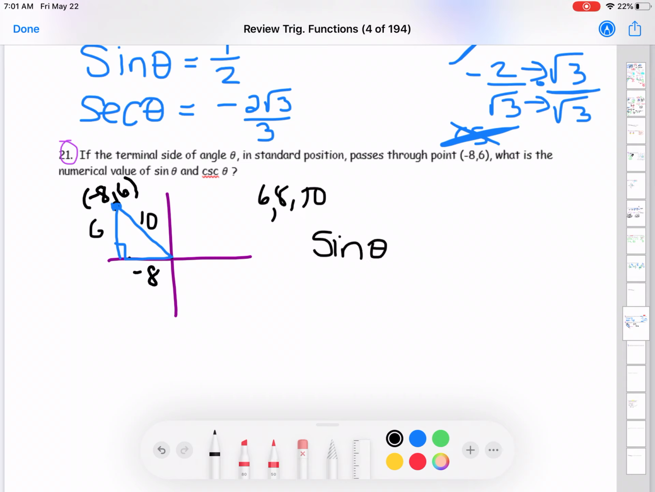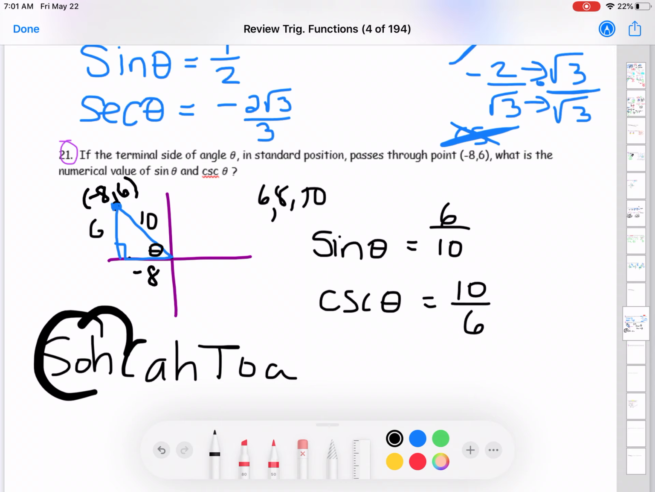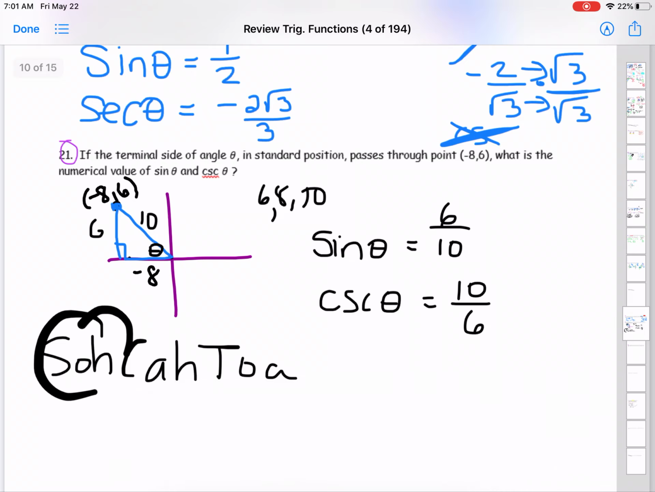And now I want the sine, and I want the cosecant. So we'll use SOHCAHTOA. So sine is going to be opposite over hypotenuse. Remember, here's your angle. So 6/10. And then I want the cosecant. So cosecant is the reciprocal of the sine. So 10 over 6. And you don't have to reduce those. You could leave them like that.